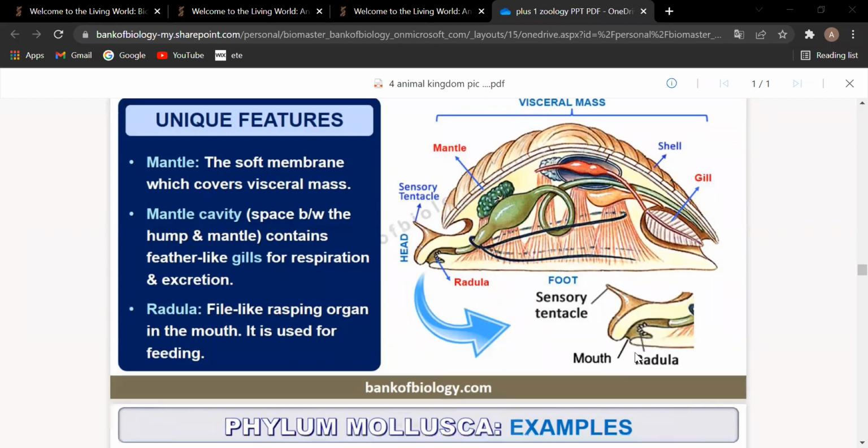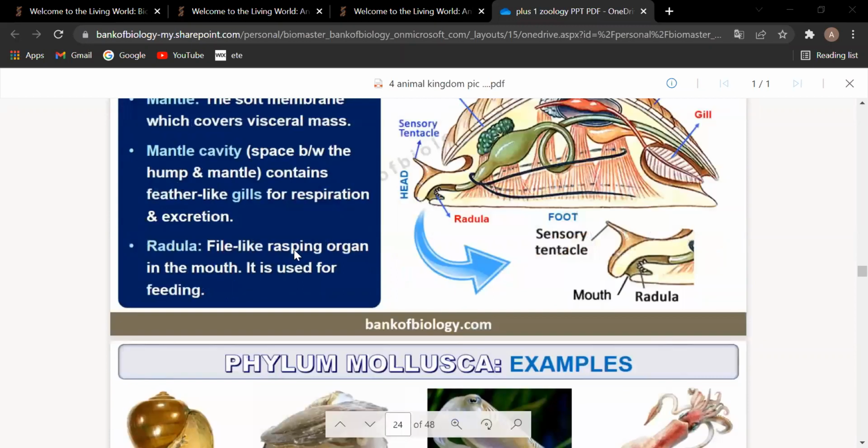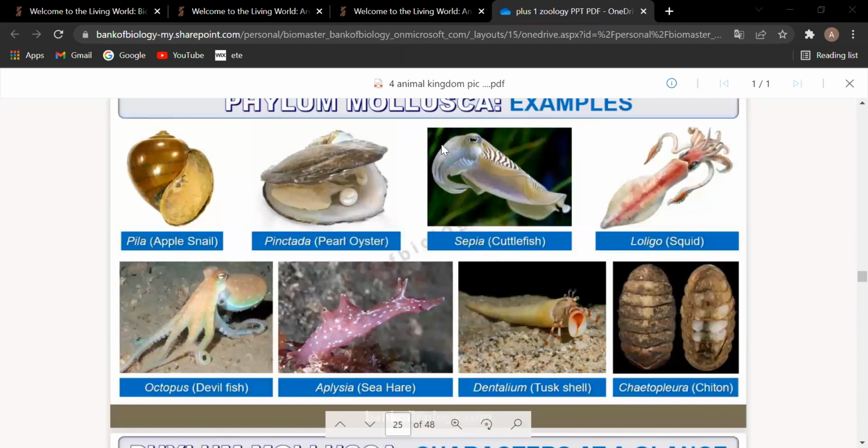Okay. What are the examples? See, Pila, apple snail, Pinctada, pearl oyster, Sepia, which is cuttlefish. Many people eat Sepia also. Loligo, which is a squid, that is also eaten. Octopus, called the devilfish. Aplysia, sea hare. Dentalium, tusk shell. This is something I have seen many times, which appears like a black-brownish structure on the walls of our compound. That is chiton. And what is the scientific name? Chaetopleura. What is it? Chaetopleura.